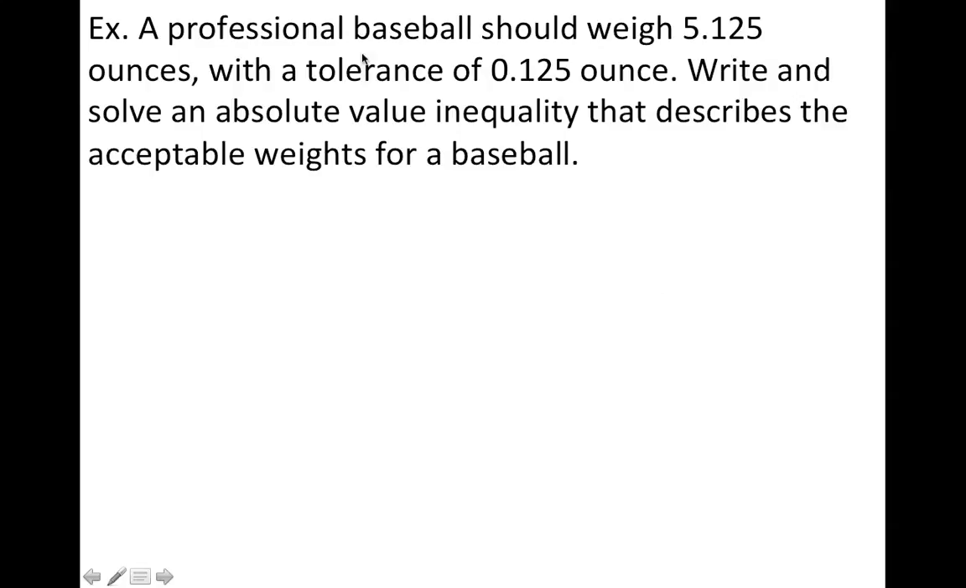Alright, this next one, putting it all into play, we have a word problem. We have a professional baseball should weigh 5.125 ounces with a tolerance of 0.125. Write and solve an absolute value inequality that describes acceptable weights for a baseball. Now, we have to write an absolute value inequality. We're going to have our absolute value sign. When we're writing this out, we need to come up with some variable, and that will always go first. So since we're talking about weight, I'm going to use W as our variable.